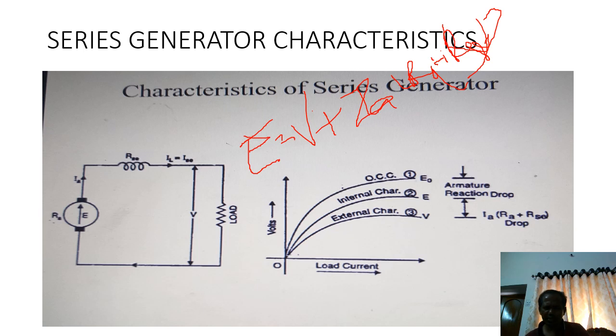One is the OCC curve, which shows the open circuit characteristics. The second one, you can see, is when load is connected across these two terminals of the generator.